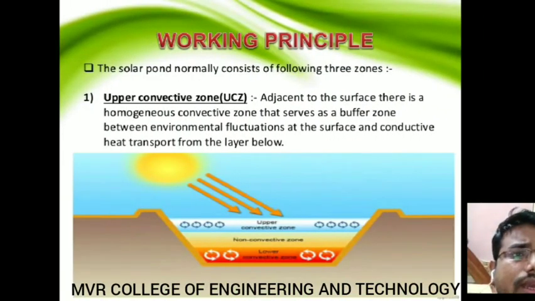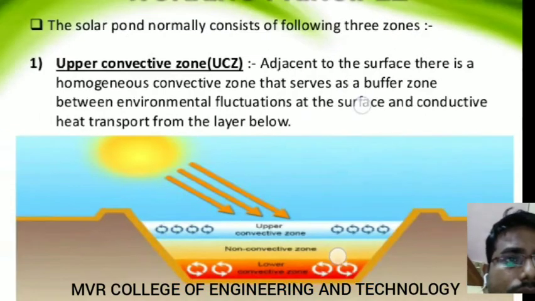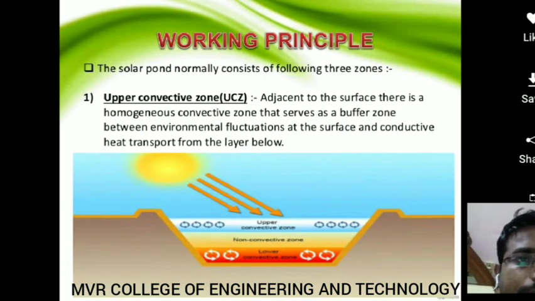So let us see what is the working principle of the solar pond. The solar pond normally consists of three zones. You can see the picture here. One is the upper convective zone, another one is the non-convective zone, another one is the lower convective zone. If you observe this picture, the sun rays will fall on this water, and whenever the sun rays hit the water from the upper zone, they will enter into the non-convective zone and the lower convective zone.